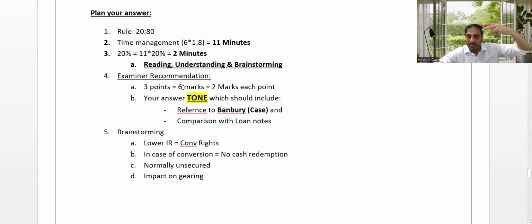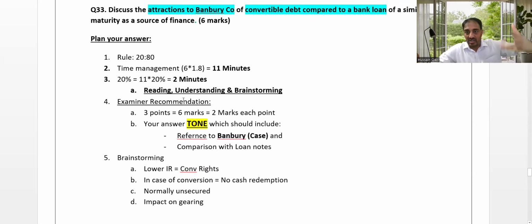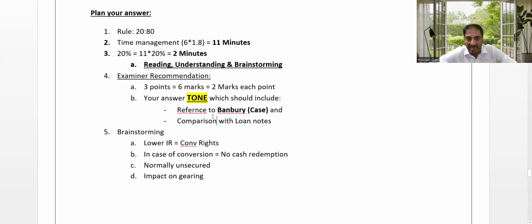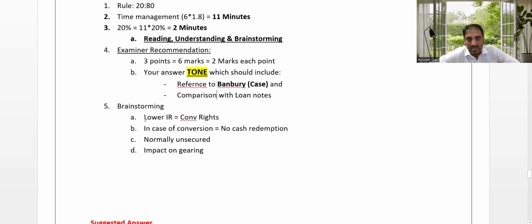Let's start with the brainstorming. Raw thinking about the advantages of convertible debt, but also incorporating the examiner's expectation. You have to draft with a tone according to the examiner's expectation, incorporated with the case study, using the reference name of the company and comparing with the bank loan. Number one, with convertible debt, the interest rate attached is lower because of conversion rights.